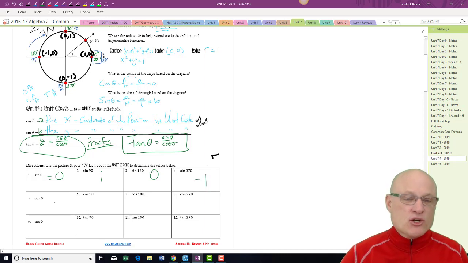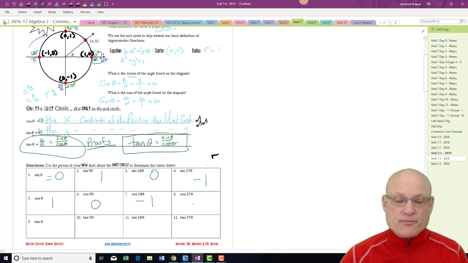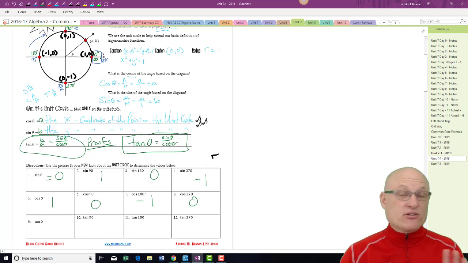Let's do cosine. Cosine of 0, the x value, would be 1. Cosine of 90, 0. Cosine of 180, -1. Cosine of 270, 0. Just look and go along the points and pick out the x values. Now, tangent is a little bit different.